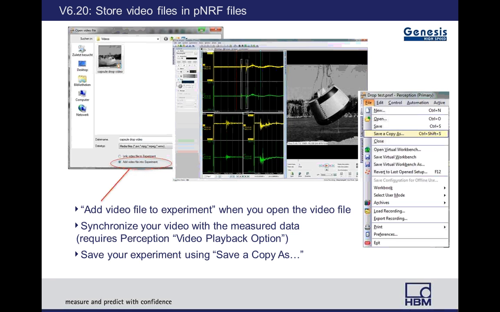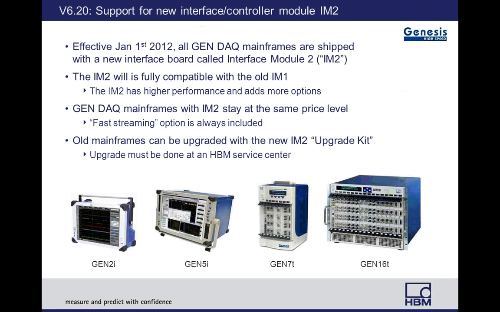Version 6.20 also added the ability to save a video file into your PNRF file. There's an option for Perception called video playback that allows a user to import a video file in and synchronize the frames of the video with a location in the Perception data. Previously, you could link a video file in with an experiment file or PNRF file, but you couldn't actually save it as part of it.